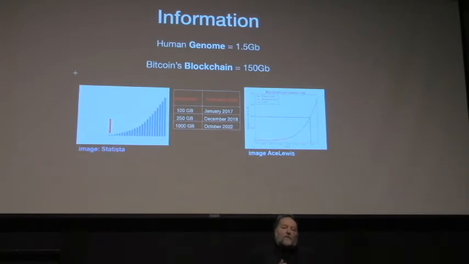And so the blockchain for Bitcoin passed the size of a human genome in 2012, and it's growing at an exponential pace. It's currently about 150 gigabytes, or by the end of the year, 250.